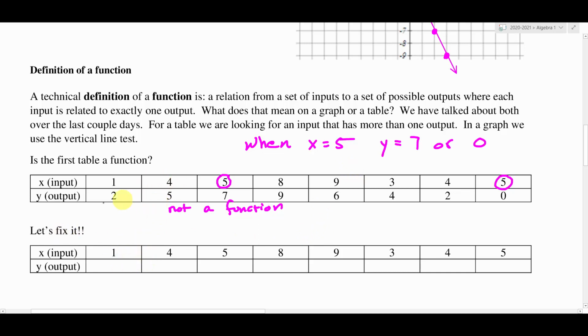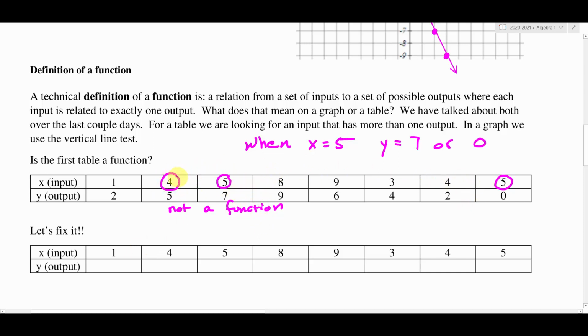All right. So now what they want us to do is fix the table. So we have all of our inputs here, 1, 4, 5, 8, 9, 3, 4, 5, just like we had up here in our first table. And I'm going to keep everything the same except for the 5s, because that's where we had the issue. And you might notice some other issues in there as well.